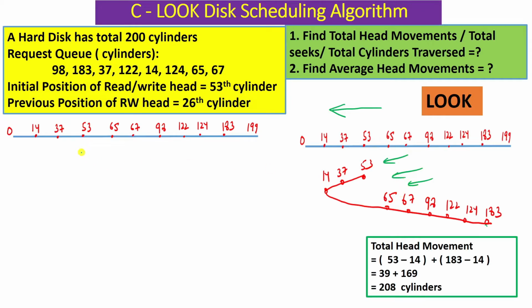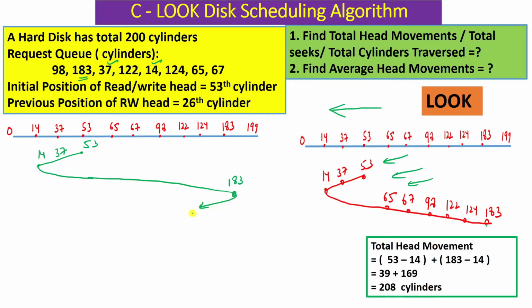Okay, let's apply it. From 53 we go to 37, and then 14. All these requests are completed. Now we reverse our direction as we do in the LOOK algorithm. In reversing, we go till the last cylinder number present in the request queue. What is the maximum cylinder number present in the request queue? This is 183. So we go to 183, and then we stop here and reverse our direction so that we can fulfill the remaining requests.